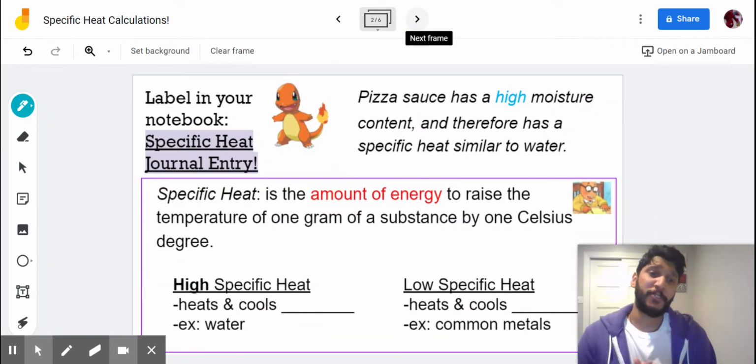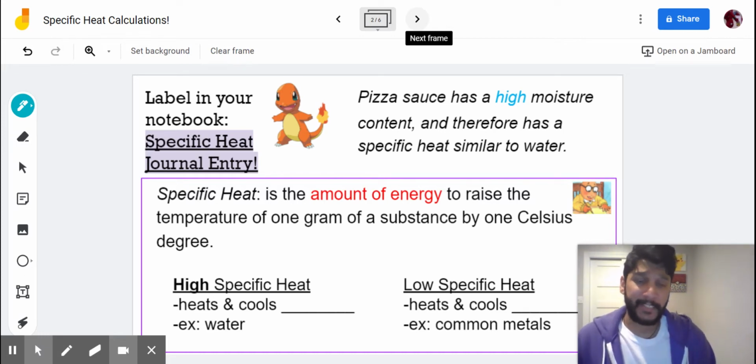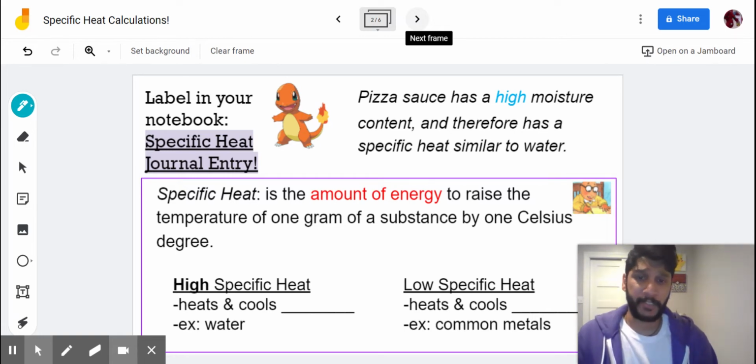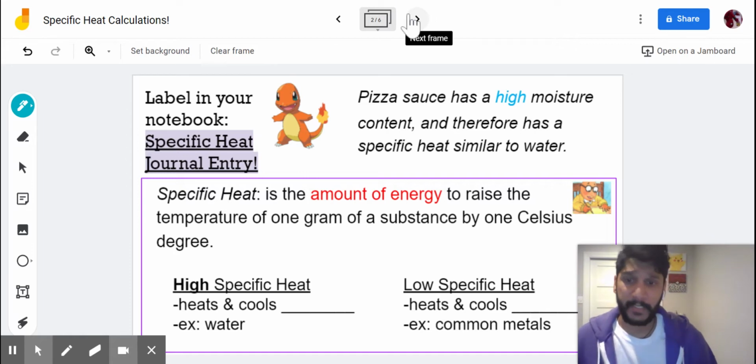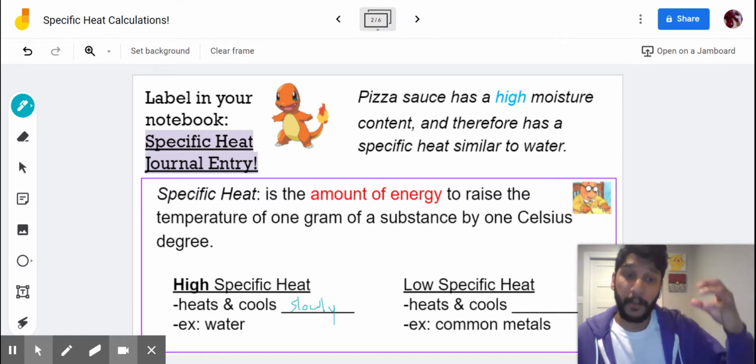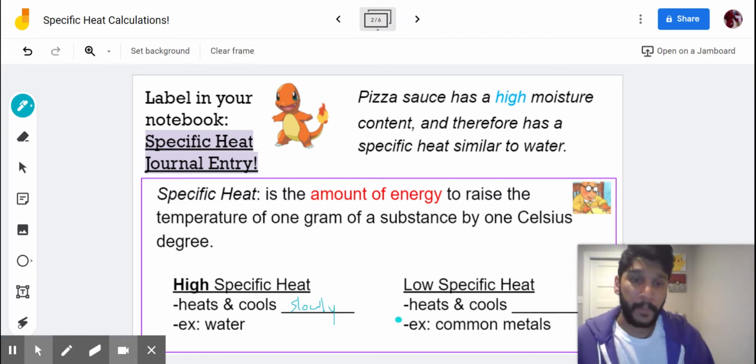Let's take a look at something. So specific heat, just a quick definition of it. Specific heat is the amount of energy needed to raise the temperature of 1 gram of a substance by 1 degree Celsius. So things that have a very high specific heat, those things heat and cool slowly. So all that means is it takes a lot of energy to change the temperature of something, right? So it takes a lot of energy for that to heat up, it takes a lot of energy for that to cool down. Low specific heat, those are things that heat and cool quickly.